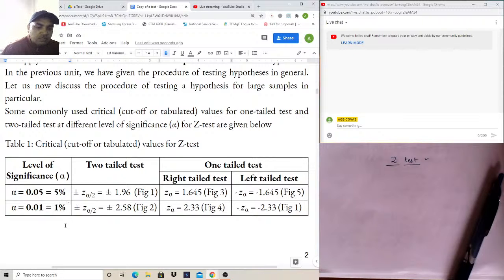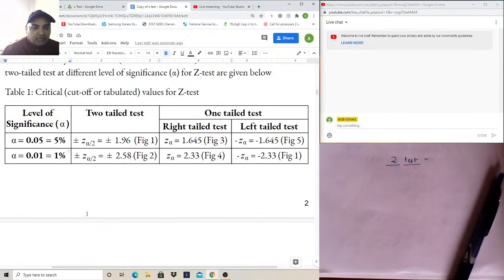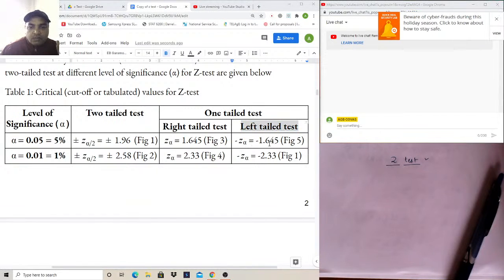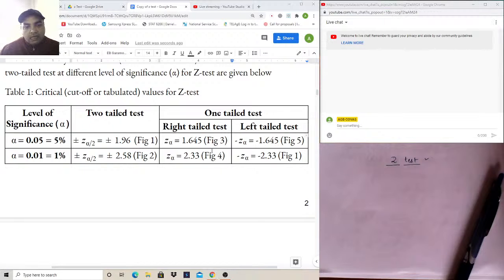Now, what I am showing in this table is that the Z test can be of two types. One, it can be a two-tail test. Other, it can be a one-tail test. In case of a one-tail test, it can be right-tailed or left-tailed. If the value of Z resides on the left side, that is on the minus side, it will be a left-tailed test. If it resides on the right side, it will be known as a right-tailed test.